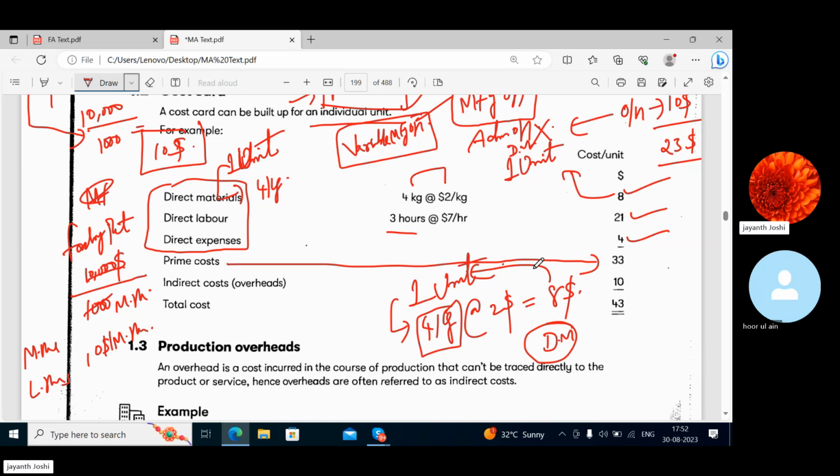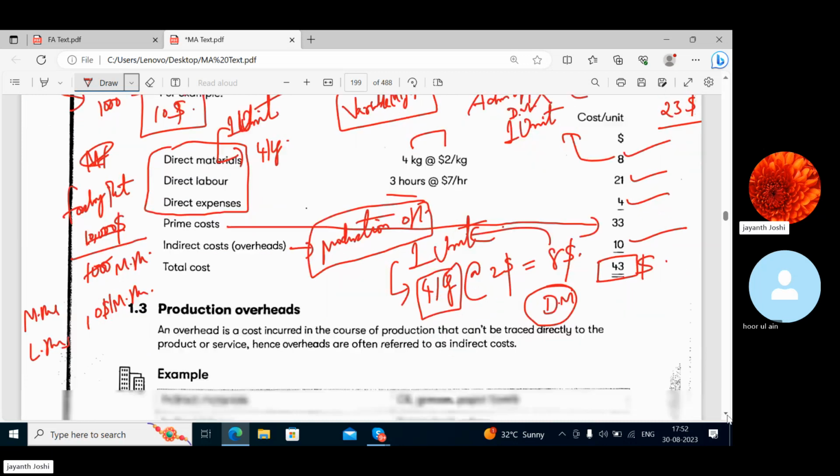Then comes the indirect cost or overheads, that is $10. They have given it per unit. So the total cost of the product is $43, right? This is a cost card. Now let me tell you, since you are finding out the cost of the product, we will only be taking production overheads. Administrative overheads are never a part of product cost. They are always a part of period cost. That means you will show them directly in the P&L account when you make the company's financial statements, because they are not incurred in making the product.